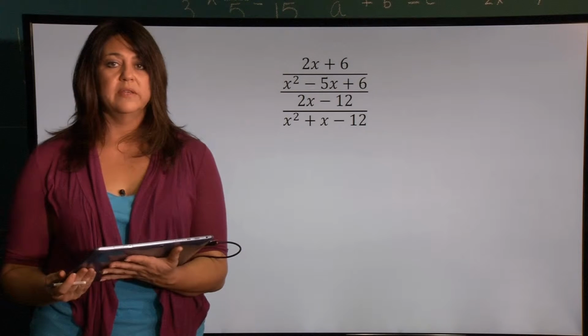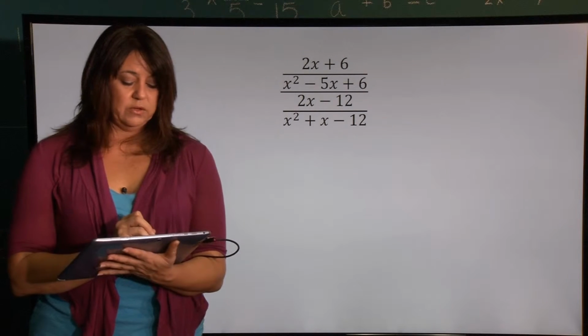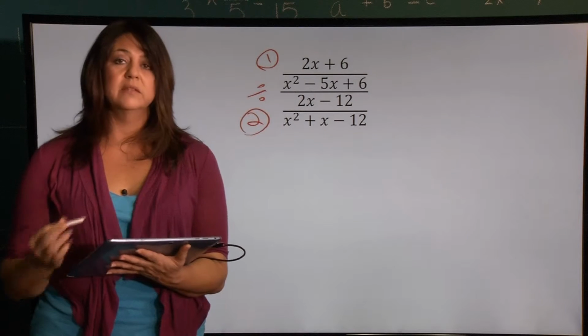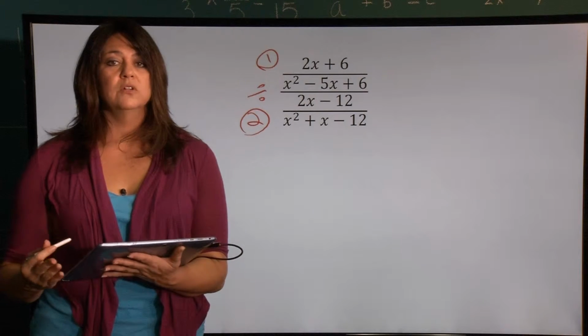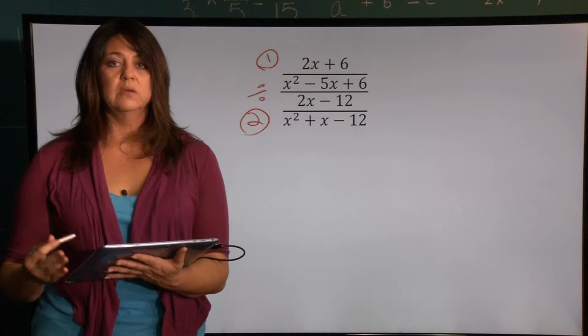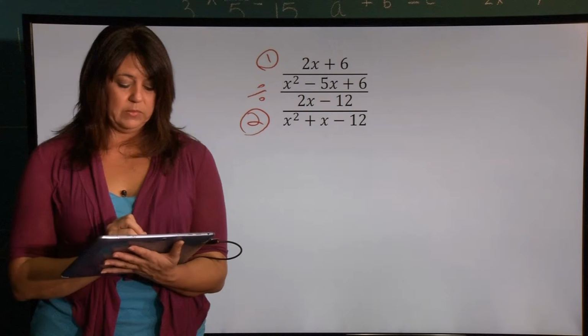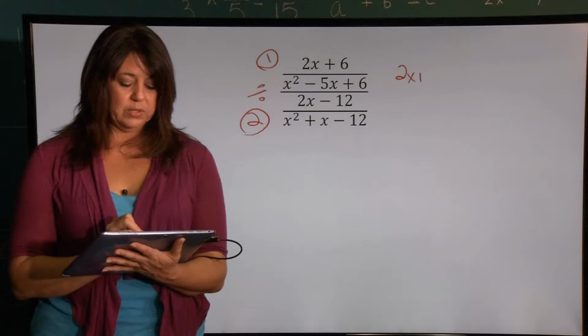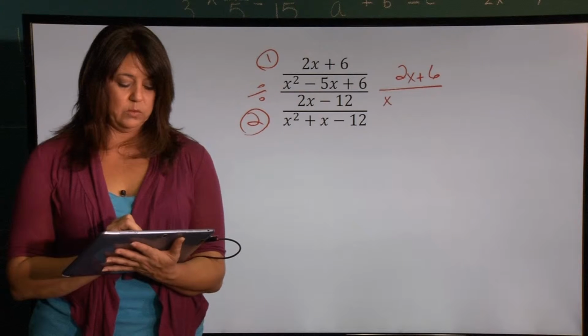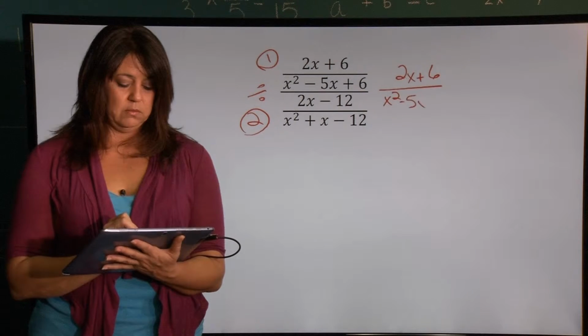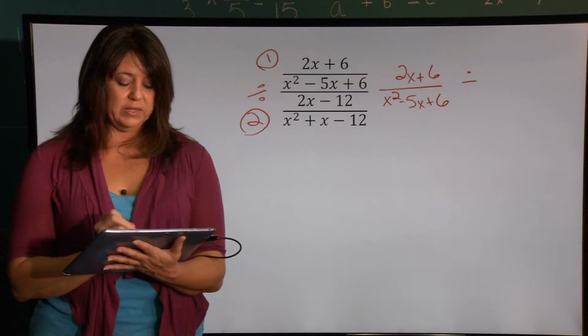Let's try another example together. Here's our first fraction, then the division bar, and then the second fraction. First, write the problem horizontally. Don't change anything. So I keep 2x plus 6 over this trinomial divided by the second fraction.